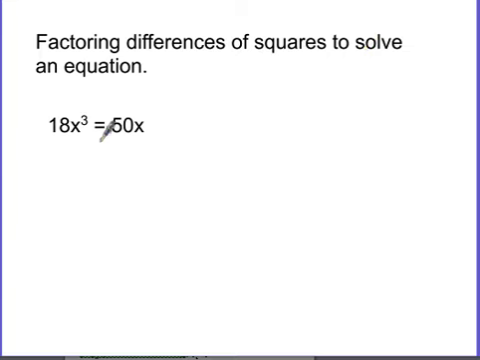All right, let's look at solving some equations involving differences of squares. These are going to be similar to what we've been doing. So what do I do first? Let's get the equation zeroed. So subtract 50x. So 18x cubed minus 50x equals 0.